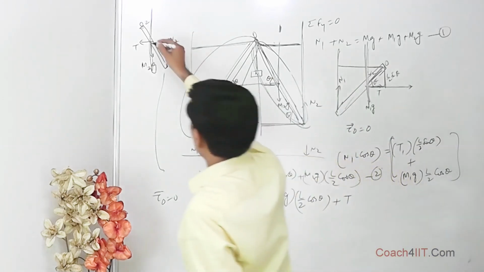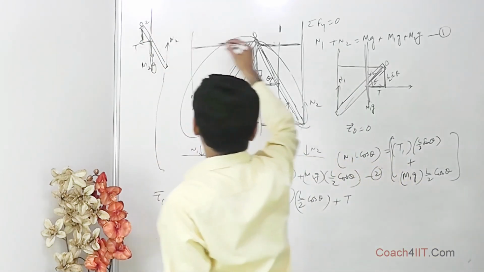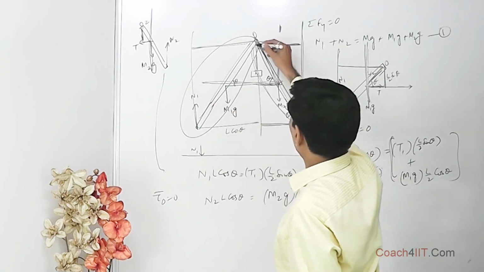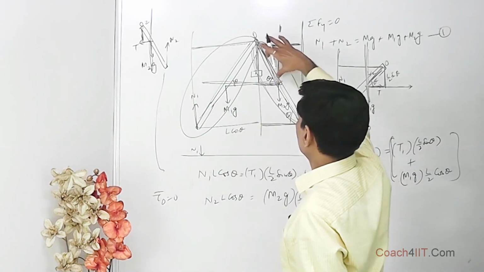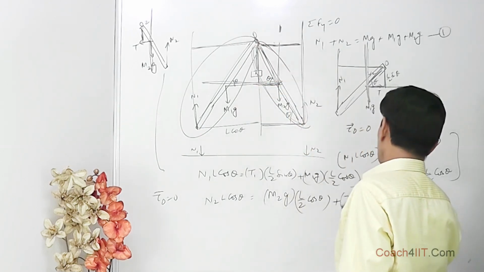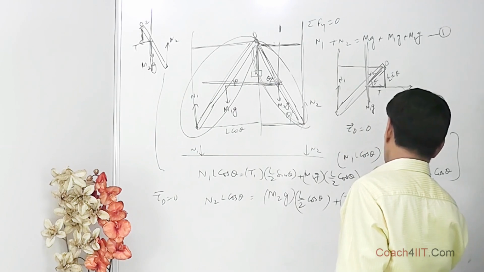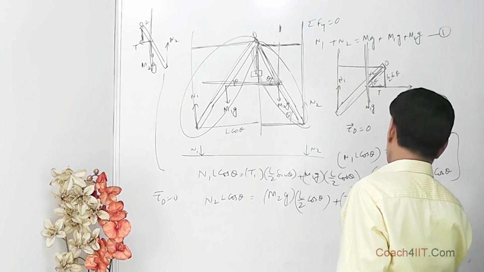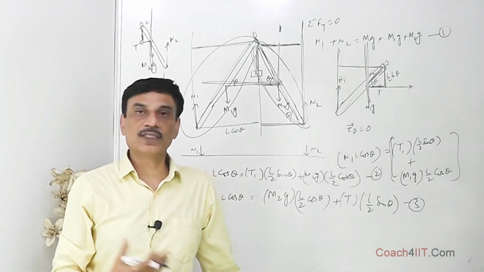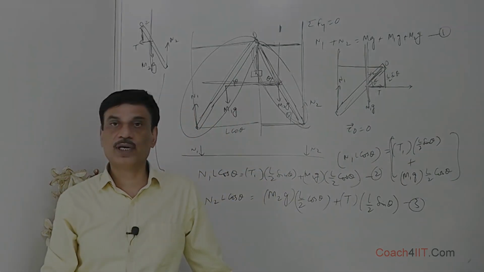T is this way. T is in this direction. We need to know what this is. This is L by 2, this is L by 2 cos theta, so this is L by 2 sin theta. T into L by 2 sin theta. So this is equation number 3. So we have 3 equations. From this we can find the value, whatsoever value is being asked.